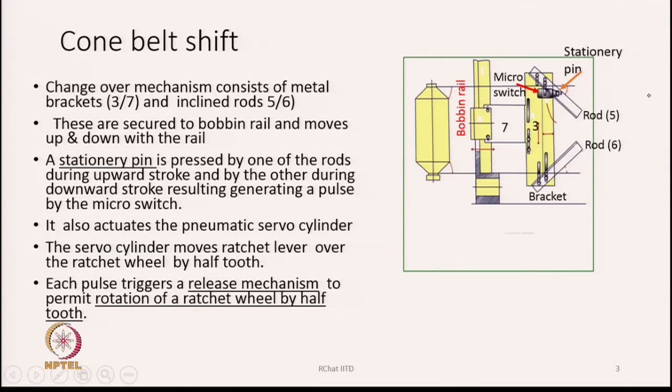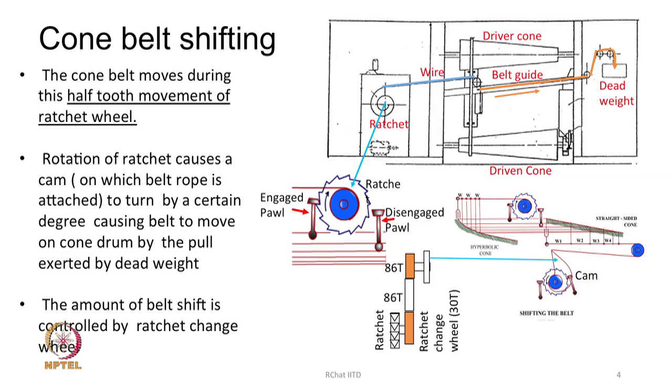As soon as this micro switch is pressed by the inclined rod, the action starts. So, what is happening due to this? Let me explain this diagram now. The ratchet wheel is here as shown, and the same ratchet wheel is also shown in the lower diagram here.